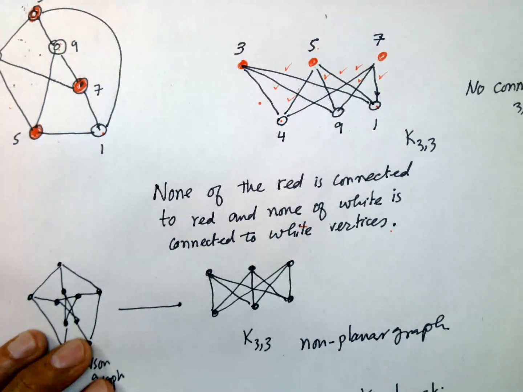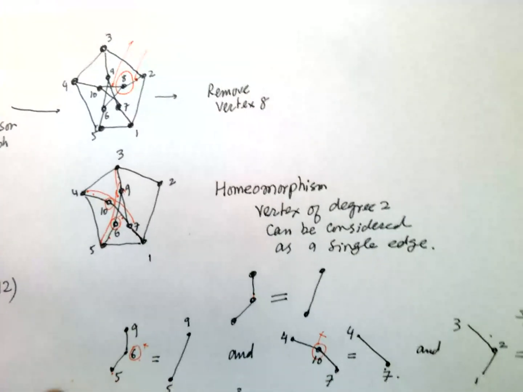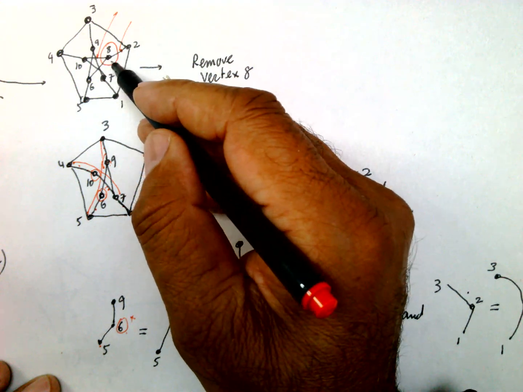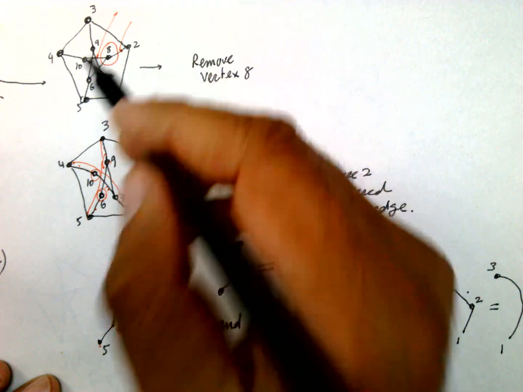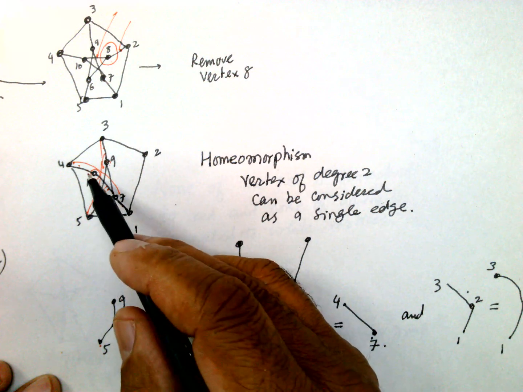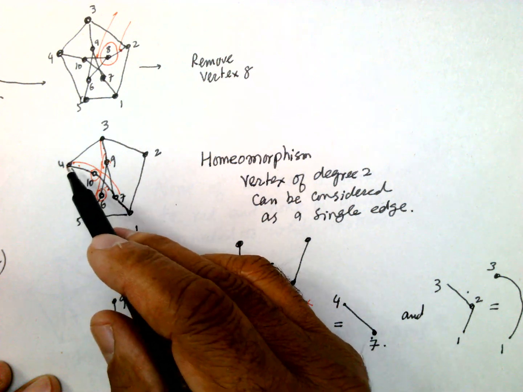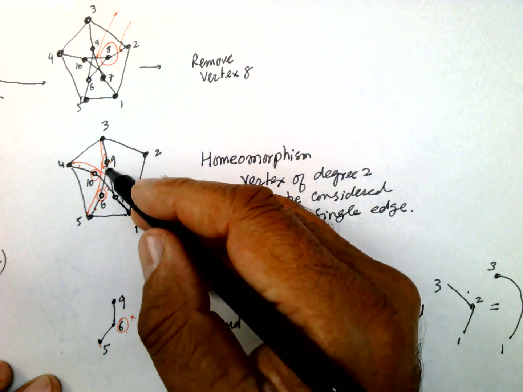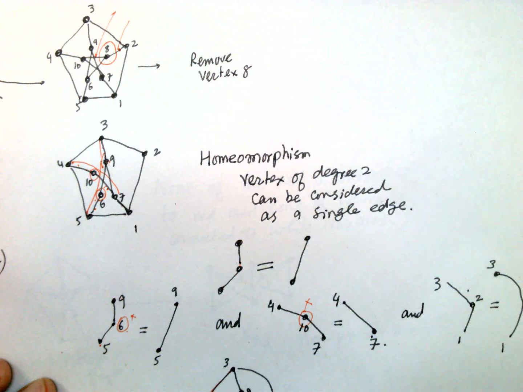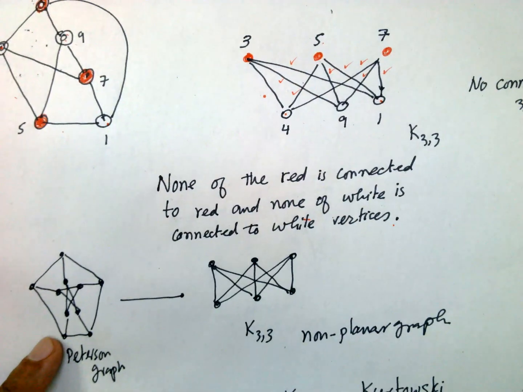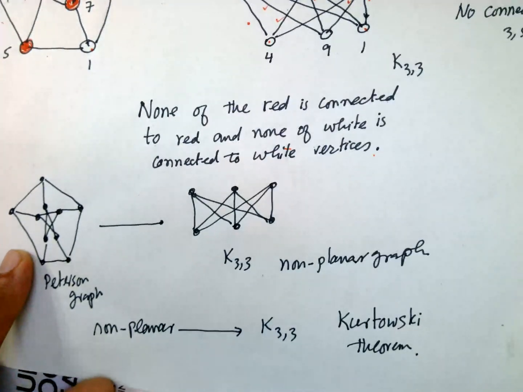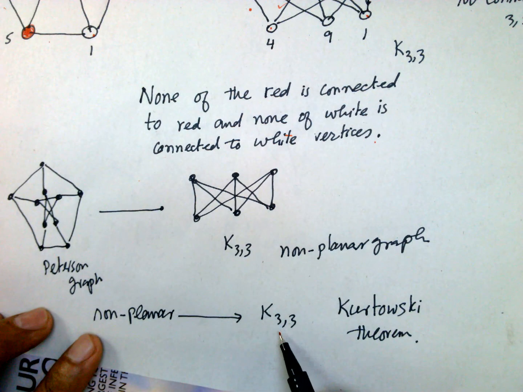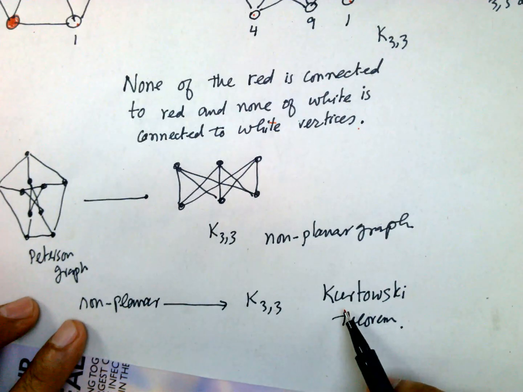So the only important thing is you should be careful of the operation of this one, by taking off one of these vertices, and then there will be a smoothing process of three vertices into two vertices two times. You can do this, and then we could convert this Petersen graph into a K33. So this says that any non-planar graph can be converted into K33 or K5. This is the Kuratowski theorem.